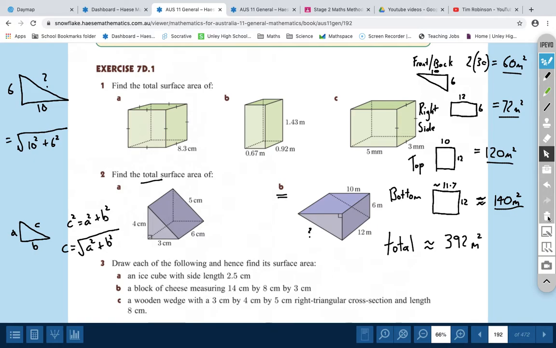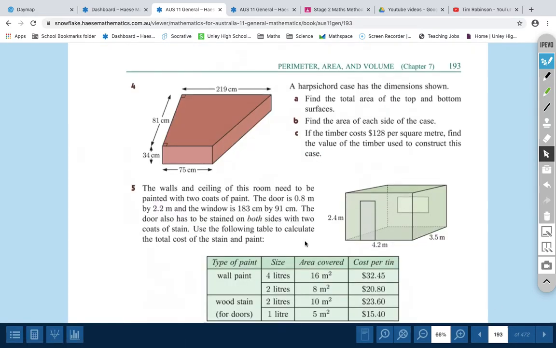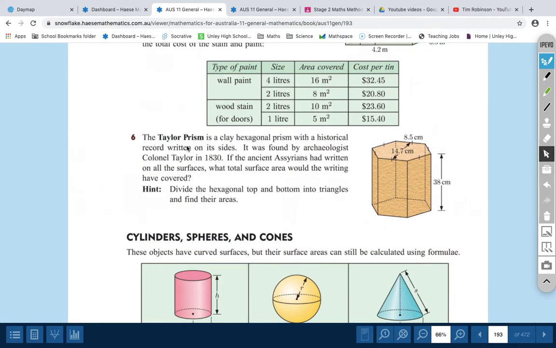Right, I'd like to look at one more. It's a bit harder, I think. Although that one was a little bit involved. It's the next prism, and it's a hexagonal prism.